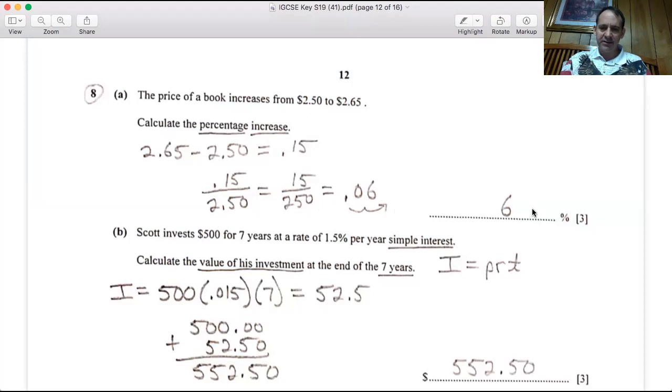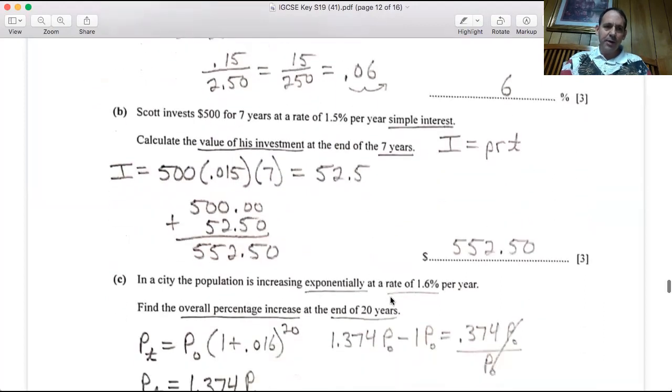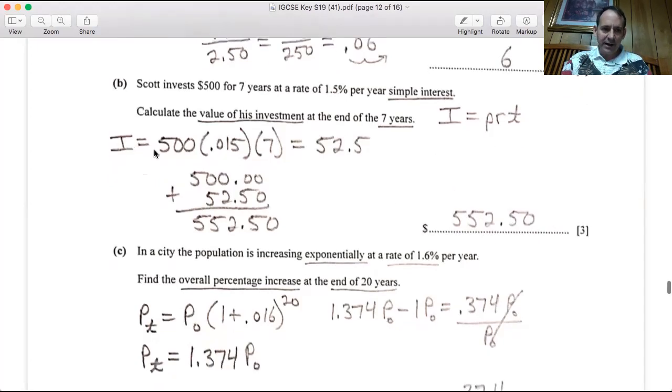So it's a 6% increase. Part B, Scott invests $500 for 7 years at a rate of 1.5% per year, simple interest. Your simple interest formula is I equals PRT, where P is the principal, which is the $500. R is the rate of interest, but you need to change it into a decimal, and T is time, which is 7 years. So here's our I equals PRT. P again is the principal. R is the rate.